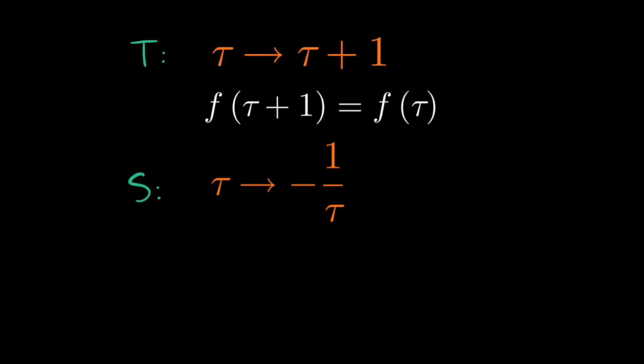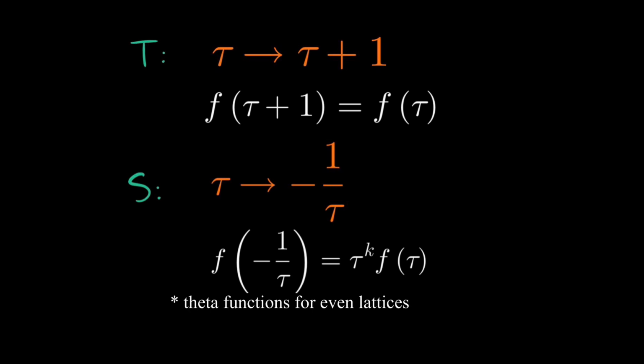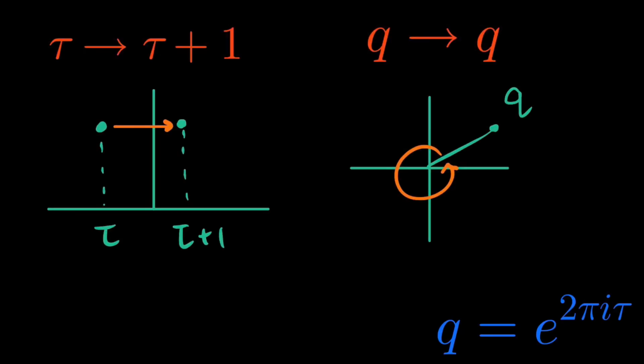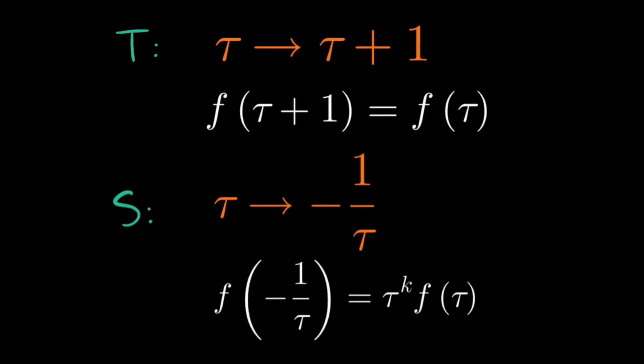S takes tau to minus 1 over tau, and its equation looks like this. This is typically more difficult to prove. Take our theta functions, for instance. They are definitely invariant under the action of T, because they have a Q expansion. Any term in the Q expansion will be rotated around to its original point when an integer is added to tau. In the case of the E8's theta function, we would need to prove niceness under S to prove that it's a modular form. So how do we do that?